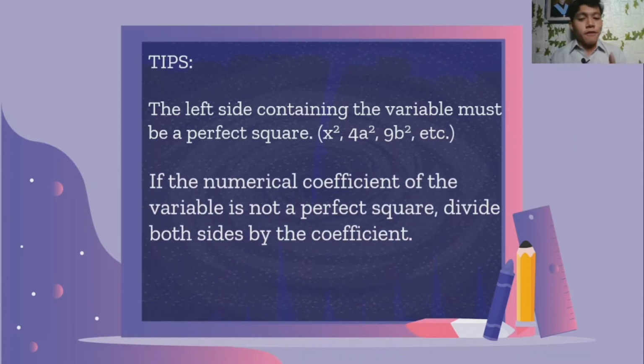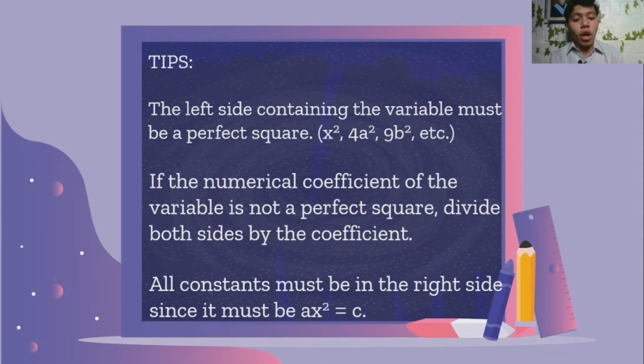Pangalawa, if the numerical coefficient of the variable is not a perfect square, no? Is not a perfect square. Divide both sides by the coefficient. So, kapag hindi siya perfect square, yung numerical coefficient na katabi ng variable, i-divide mo both sides by the numerical coefficient. Okay? So, pag sinabing numerical coefficient, yun yung number before the variable.